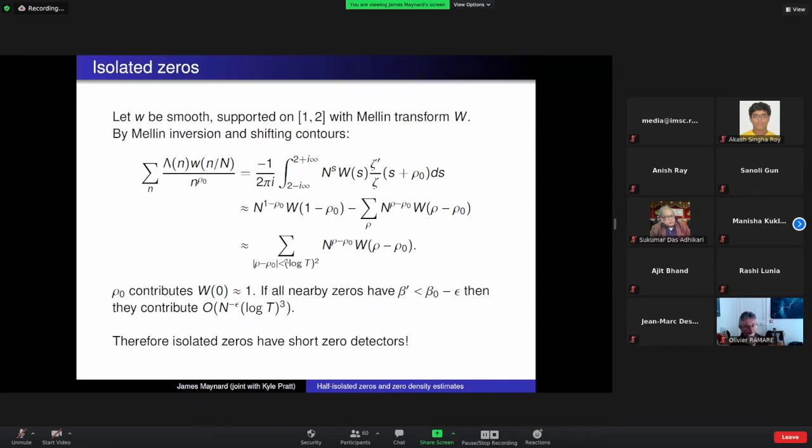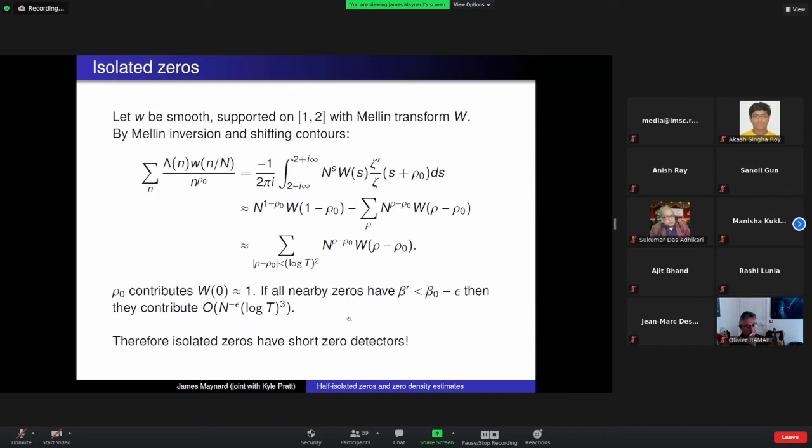Similarly, if maybe rho 0 isn't the only zero, but all the other nearby zeros that occur in this sum have small real parts, then n to the rho minus rho 0 will be n to some negative power, and so all the contribution from each of these other zeros is also going to be small. So if all the zeros have real part less than the real part of rho 0 minus epsilon, so they all lie to the left of rho 0, then essentially they contribute a negligible amount, and so again the contribution from rho 0 dominates.